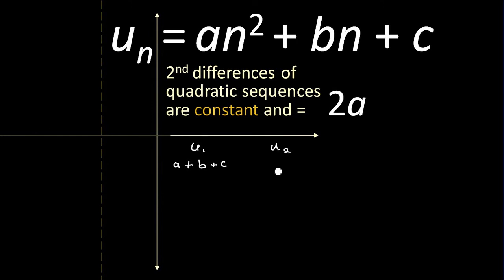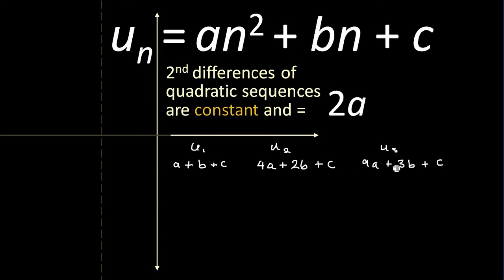What does that work out as algebraically? We substitute 2 into the formula and we get 2 squared, 4 times a, so 4a. We substitute it into the n term part of the function and we get 2 times b, in other words, 2b, plus our constant c. And let's do our u3 as well, our third term. So we get 3 squared, that's 9a, plus 3b, plus our constant c.